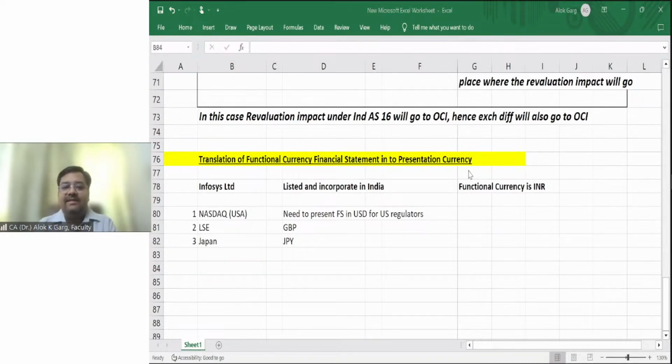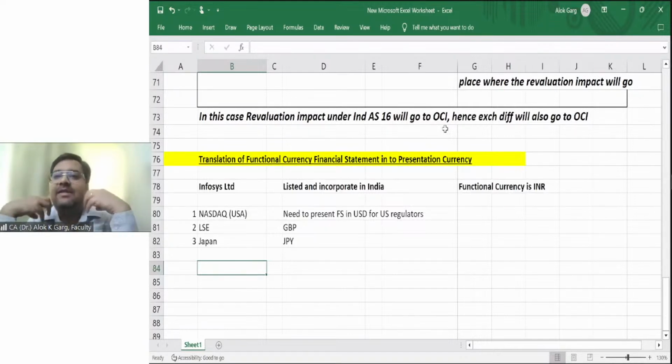So friends, in this case, the financial statement in functional currency INR, the entire trial balance, the entire financial statement, because it has been prepared in functional currency, now has to be translated into US dollar for the US, GBP for London, and JPY, Japanese yen, for the Japanese stock exchange, right? Now what rules will be applicable, because this is not a foreign currency transaction. You understand, this is not a foreign currency transaction.